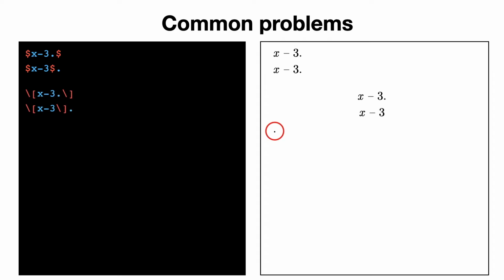However, if you do have a display equation like this, and you put it inside, the period will appear where you would like it, right after the 3. If it's on the outside, then it will center x minus 3, and the period will appear by itself on the next line, and so you don't want that. So at least in this case, you would want the punctuation on the inside.